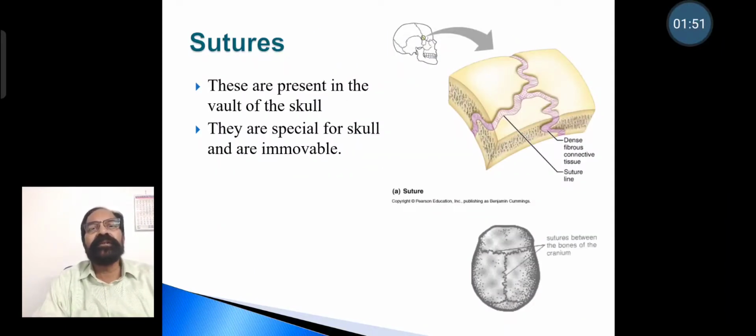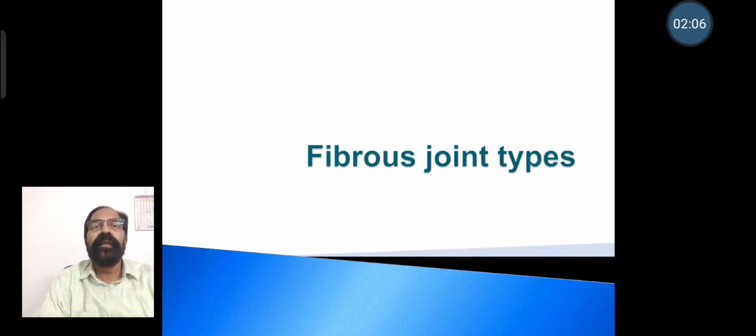You can see in the picture sutures which are present in the skull. So these are present in the vault of the skull. They are special for the skull and are immobile. Then different types.